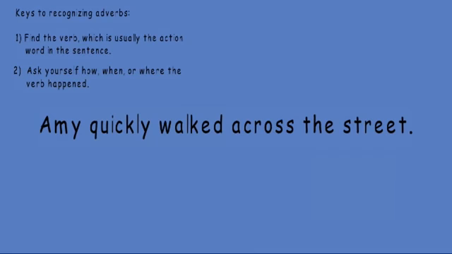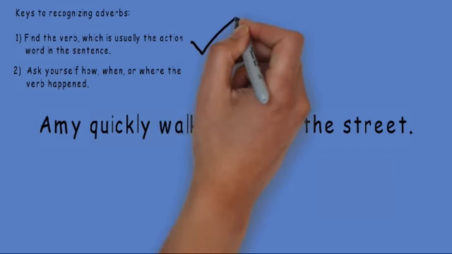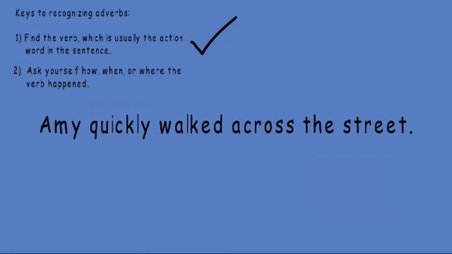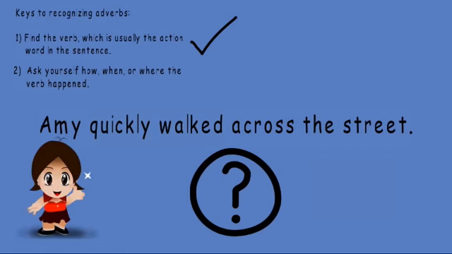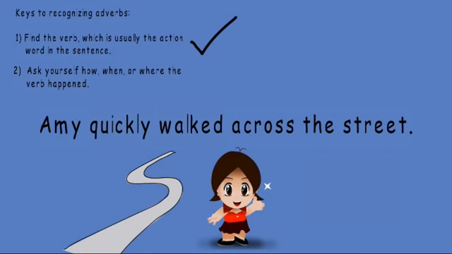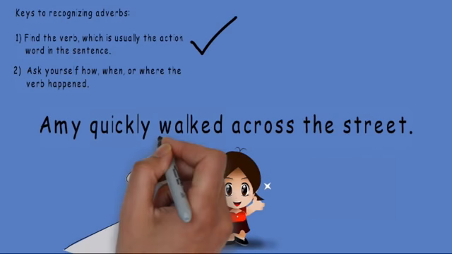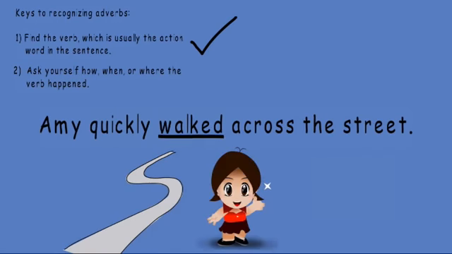First, we need to find the verb, which is usually the action word in the sentence. Do you see a word that shows action? Well, I know Amy is a girl, so she is a person. So what did Amy do? She walked. Walked shows action. Walked is my verb.